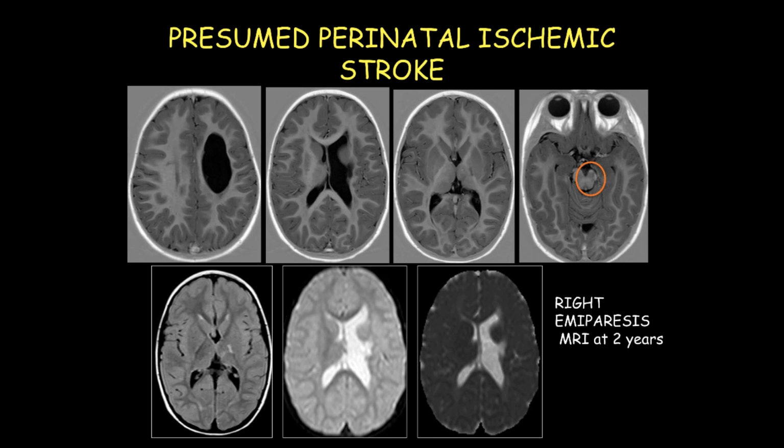How can we say that this condition is not acute, but is a presumed perinatal ischemic stroke? Because when we look at the diffusion weighted image and the ADC map, we can see that there's no diffusion restriction. Therefore, this condition is not acute anymore, at least.